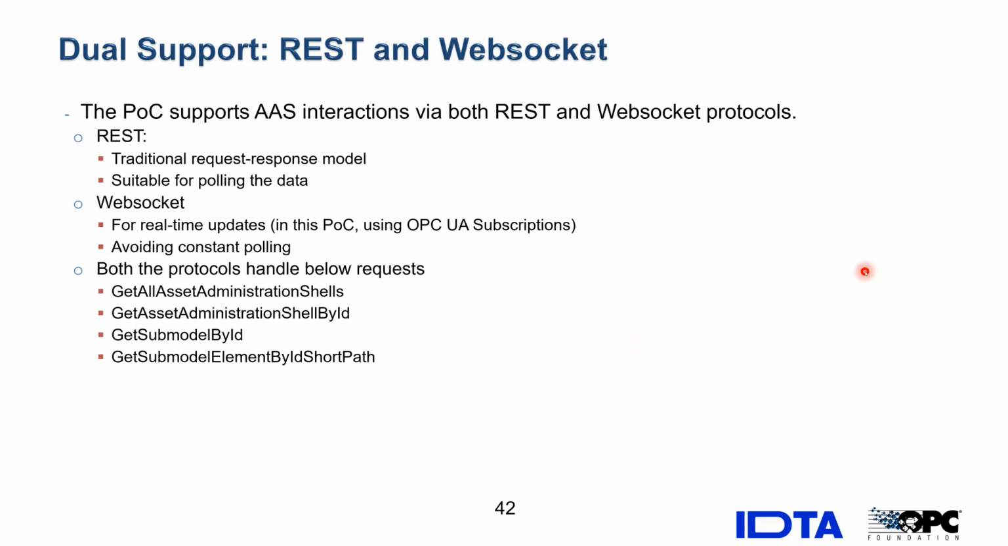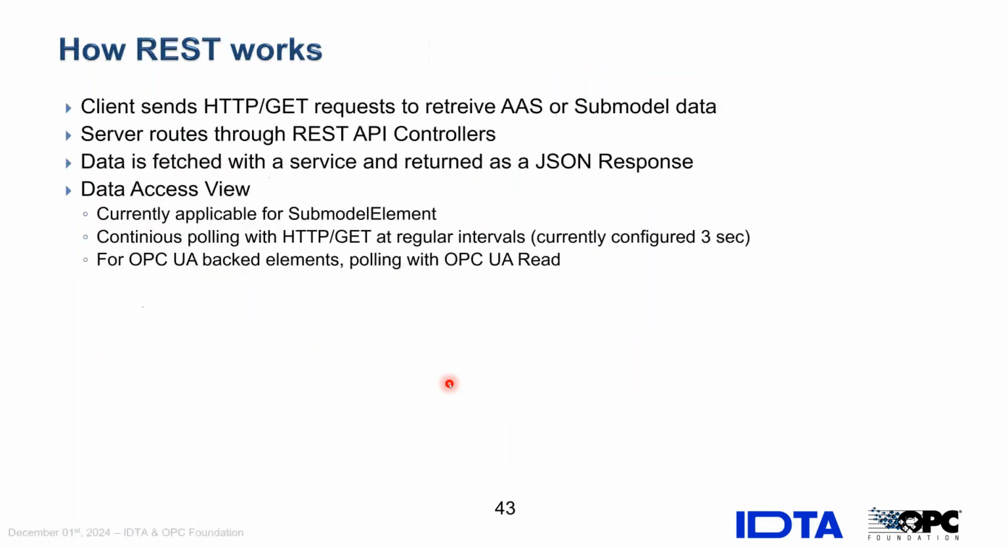Before we go into the details of how REST and WebSocket work, I would quickly like to mention which requests we are handling specifically in this POC from the standard asset administration shell APIs. First, we support retrieving all the asset administration shells and retrieving shells by unique identifiers. We also retrieve the submodels by unique identifier within these shells. And we can fetch the submodel elements using the standard API operations defined in the specifications. All these four requests we are handling in this POC.